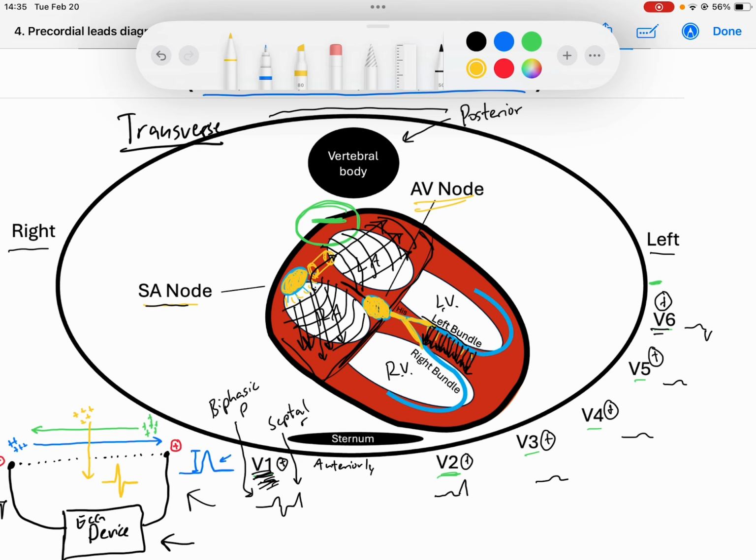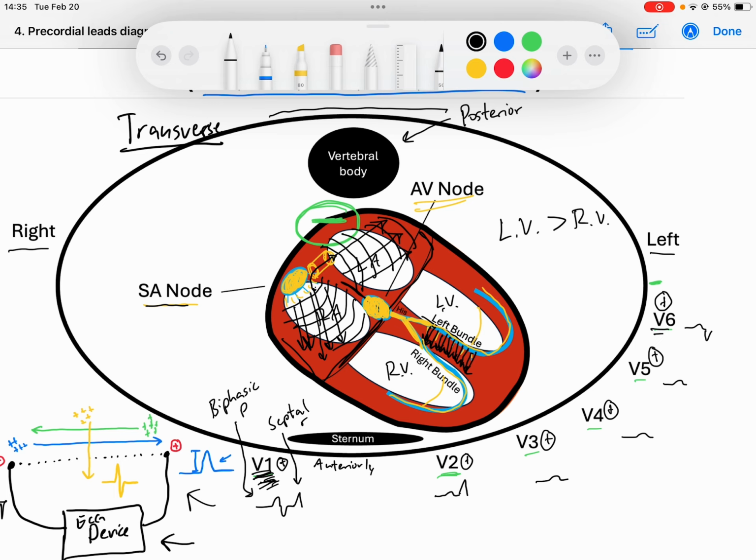After the septum depolarizes, these signals are going to travel through our His-Purkinje system rapidly and depolarize the rest of the ventricles. Now, something I want you to remember is that the left ventricle is larger than the right ventricle, right? That makes sense. Our left ventricle is pumping blood to our entire body throughout the entire periphery.